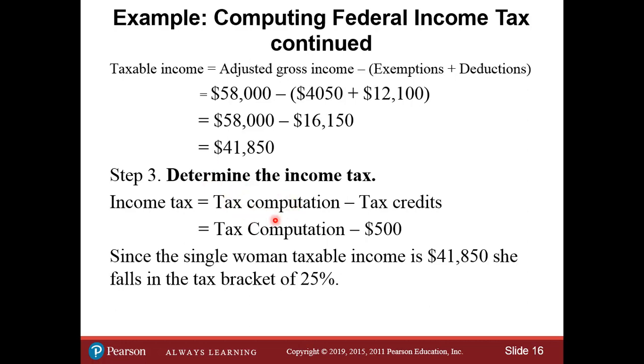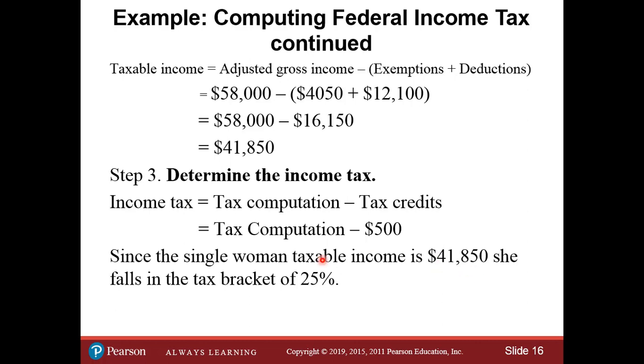Now, this is where we determine her income tax. So we're going to find the tax computation from the table. Okay? Her tax credits are $500, so we're going to subtract that from the table. Since she's a single woman, her taxable income is $41,850, and she falls in the 25% tax bracket. Now, does that mean she gets 25% charged on this whole thing, and she's going to end up paying 1/4 of her total taxable income to the government?